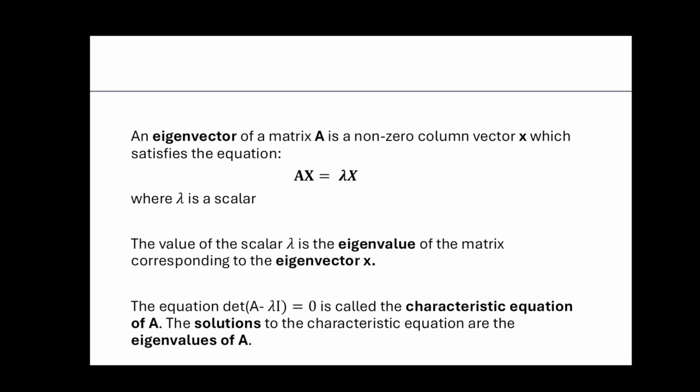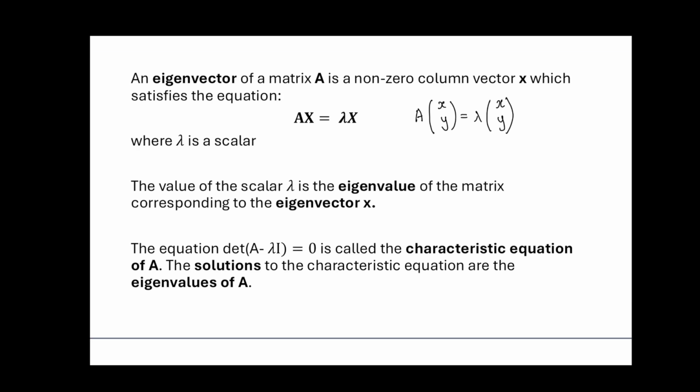Today we're going to be looking at eigenvalues and eigenvectors. An eigenvector of a matrix A is a non-zero column vector x which satisfies the equation: the matrix A multiplied by vector x is equal to lambda x. So what this is saying is if we have a matrix A, multiply it by a vector x, which I will write as (x, y), it should equal some constant, which we call lambda, multiplied by (x, y). The value of the scalar lambda is what we call the eigenvalue of the matrix, corresponding to the particular eigenvector.